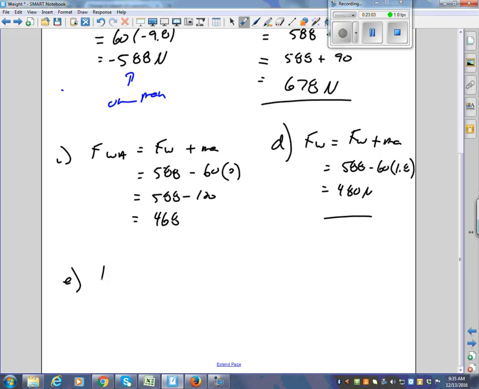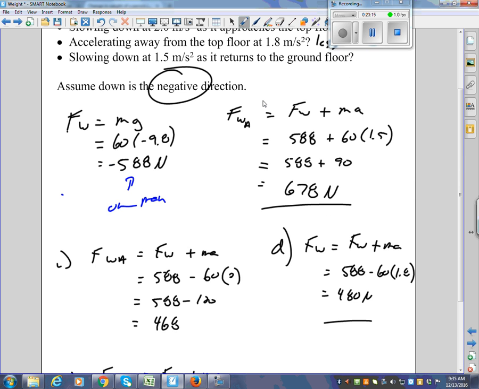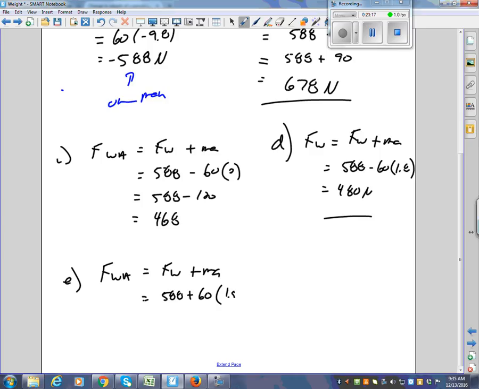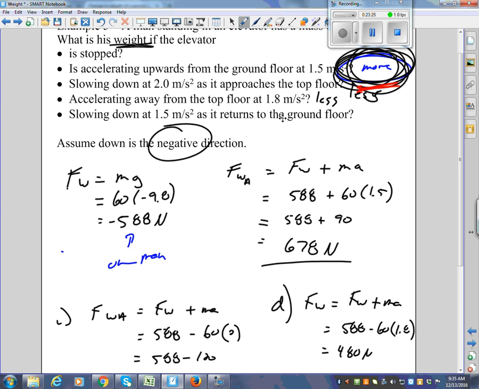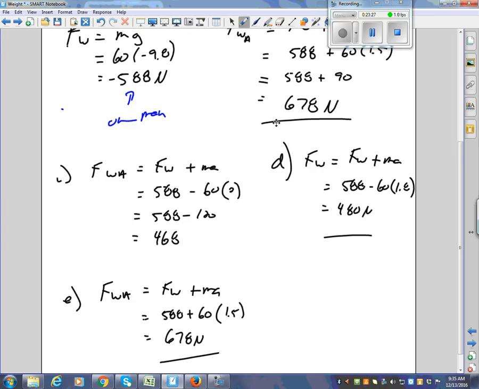So it's going to be apparent weight force, this time it's going to be plus 60 times, what's the number? 1.5. Plus 90, right? 678. As long as you can keep in mind more or less, you'll be fine.